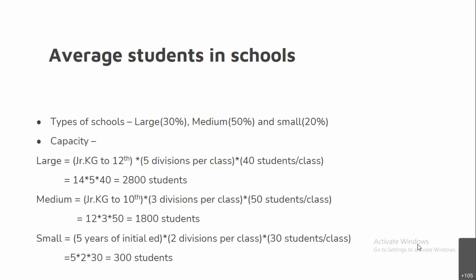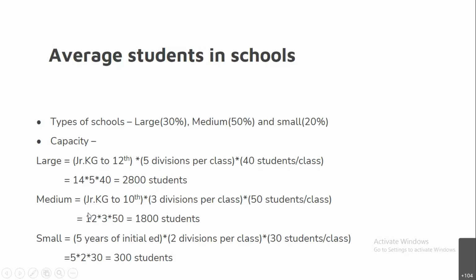Now to calculate each capacity, we take large schools, which means they are large. So they'll have all the classes that you're looking into. So we take from junior KG to 12th all the way through, which is 14 classes. And then you've got 5 divisions per class, per standard. So there may be A, B, C, D, E, or any subdivision for that matter. This way. So for a large school, we'll have 5 divisions and 40 students per class. So when we have that, these are the assumptions we take for a large school. Of course, you can take any different number, but we'll keep this number for now for simplicity. So it becomes 2,800 students in a large school.